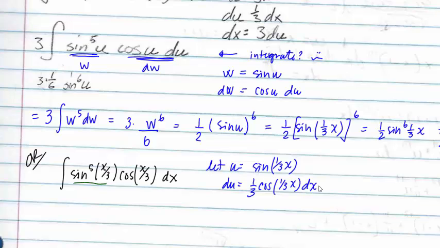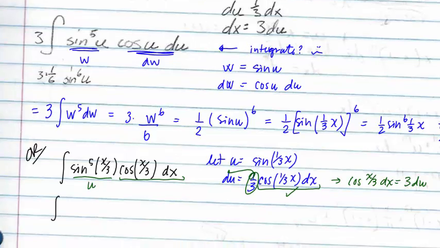So this matches pretty well with the integrand. If sine of x over 3 is u, and then we have an extra cosine of x over 3 dx, that's this part right here. We already have that. So this means that all this green bits are equal to the cosine of x over 3 times dx is equal to 3 times du by moving the 1/3 over.